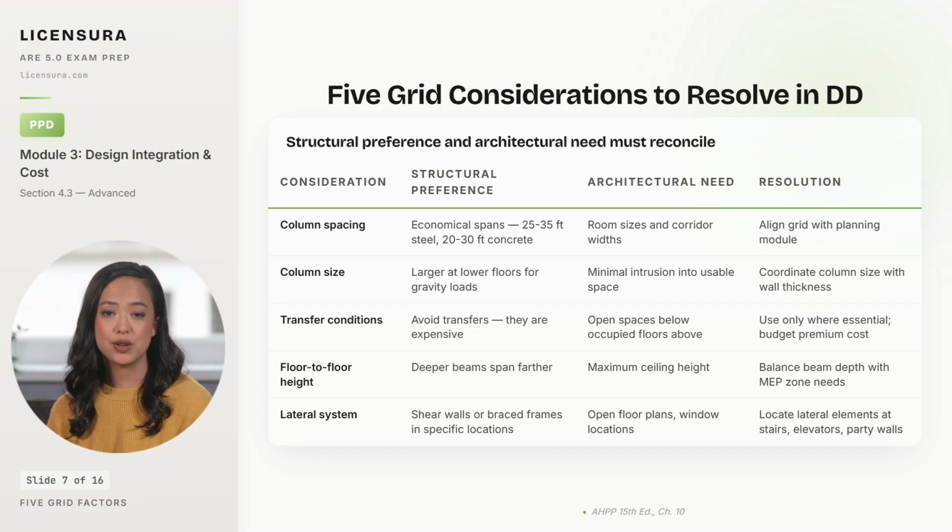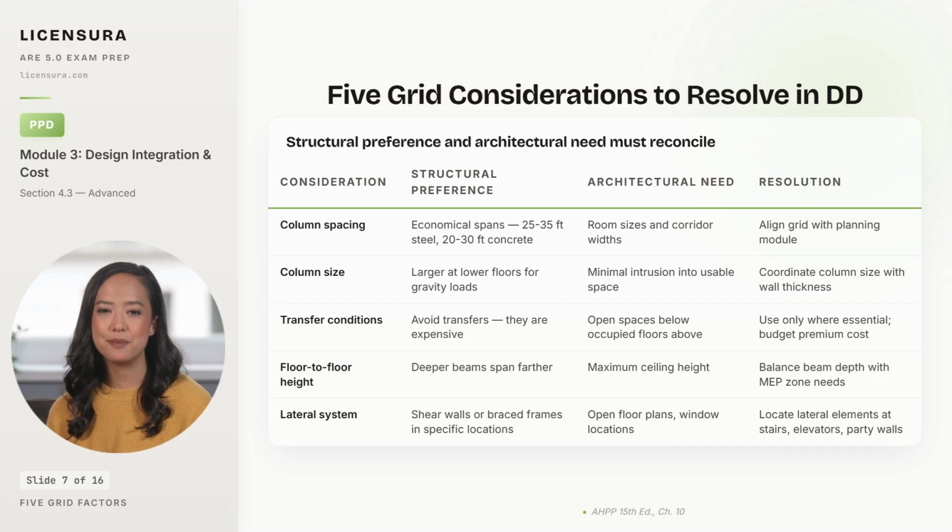Larger columns at lower floors carry the gravity load but intrude into usable space, so the resolution is to coordinate column size with wall thickness so the column lives inside the wall rather than projecting into the room. Transfer conditions, where columns above do not align with columns below, are expensive, and the structural engineer avoids them whenever possible. But architectural needs sometimes demand open floor plates below occupied floors, and the team has to decide whether the transfer is worth the premium.